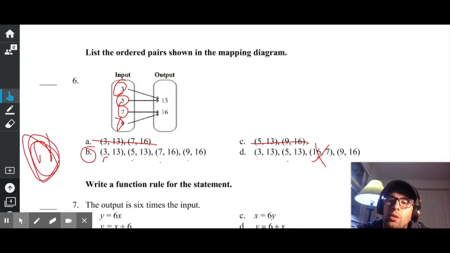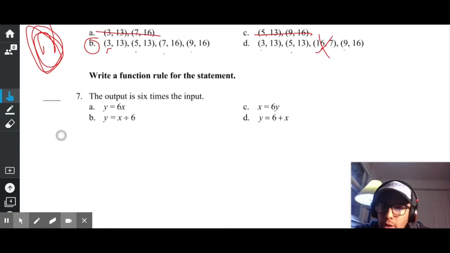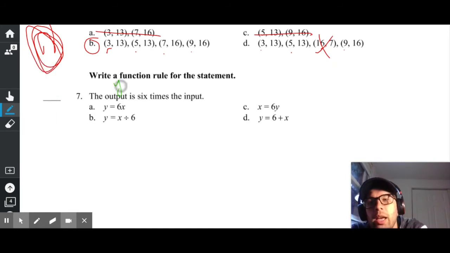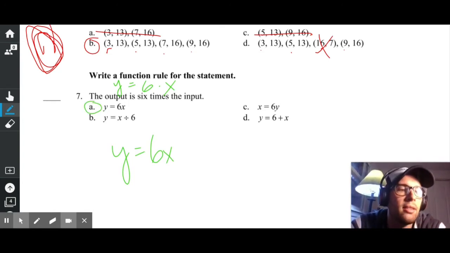I have to get used to scrolling. The output is always going to be the y. Is always going to be equals. 6 is 6. Times is times. The input is x. Y equals 6x. Easy page.